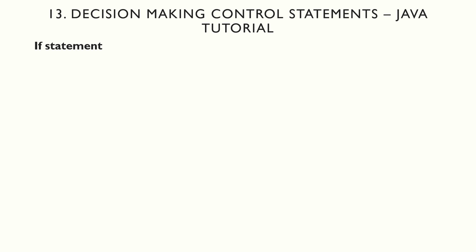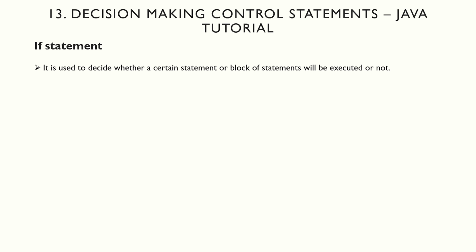If statement. The if statement is the simplest decision making statement. It is used to decide whether a certain statement or block of statements will be executed or not. That is, if a certain condition is true, then a block of statements is executed. Otherwise, not. There are four types of if statements in Java: simple if, if else, else if ladder, and nested if.